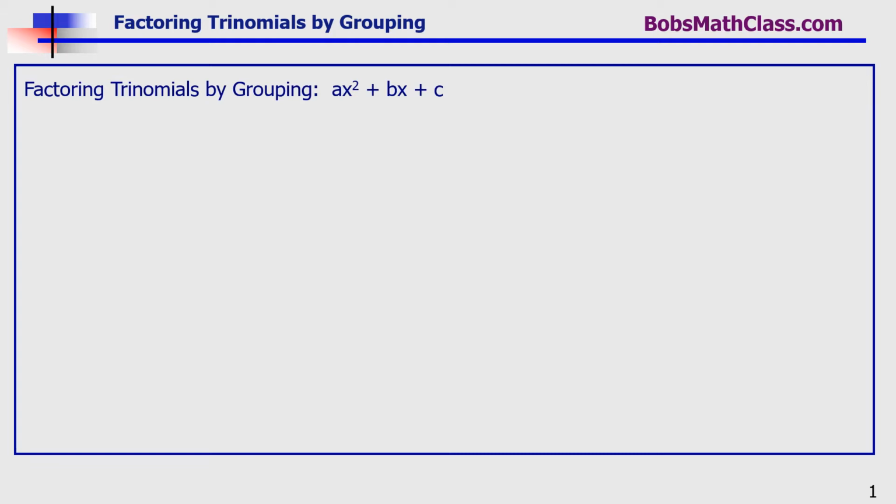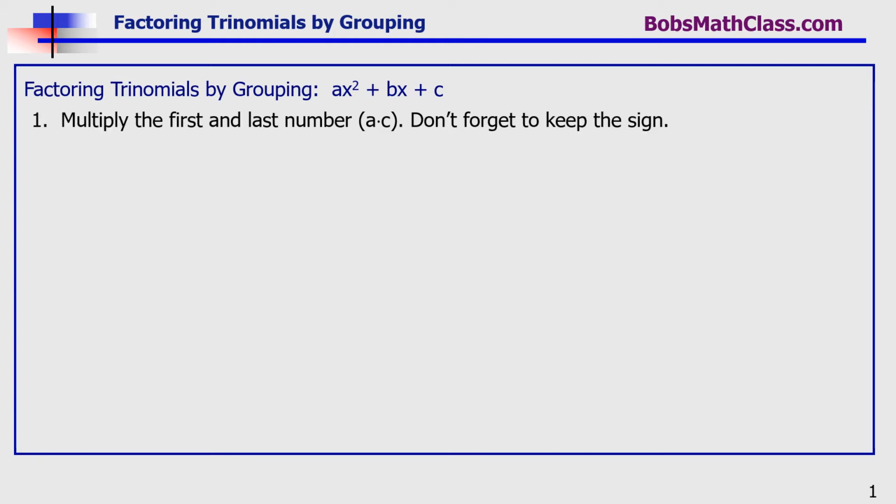At any time you could always pause so you could write down the notes. But here's our first step. Multiply the first and last number, a times c. So we're considering that trinomial that's written above, ax squared plus bx plus c. So we're multiplying a times c, that's why it's called the AC method. And don't forget to keep the signs. So if one's positive and one's negative, then your answer will be negative when you multiply. If they're both positive, then it'll be positive.